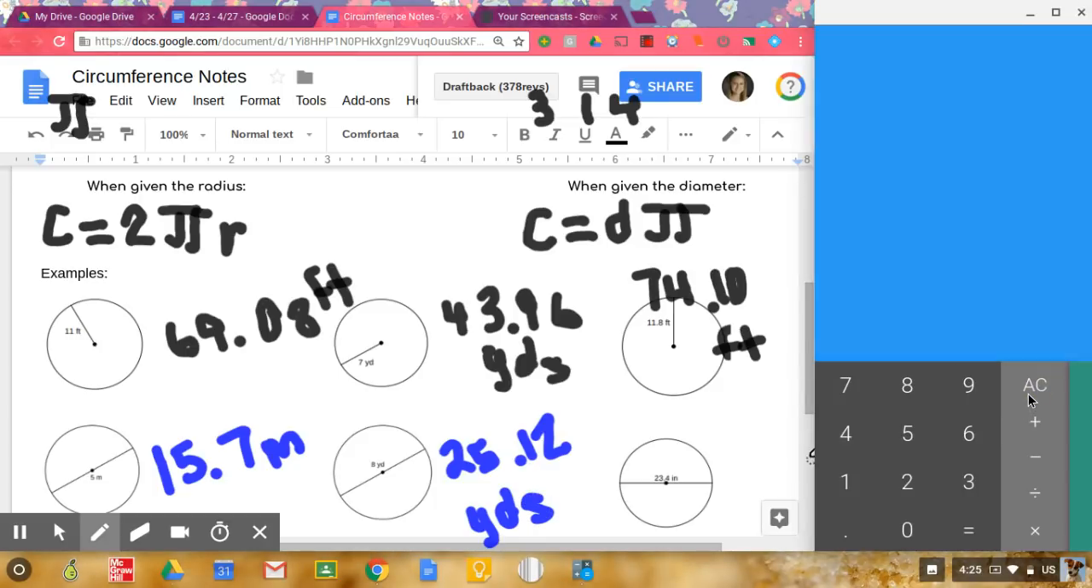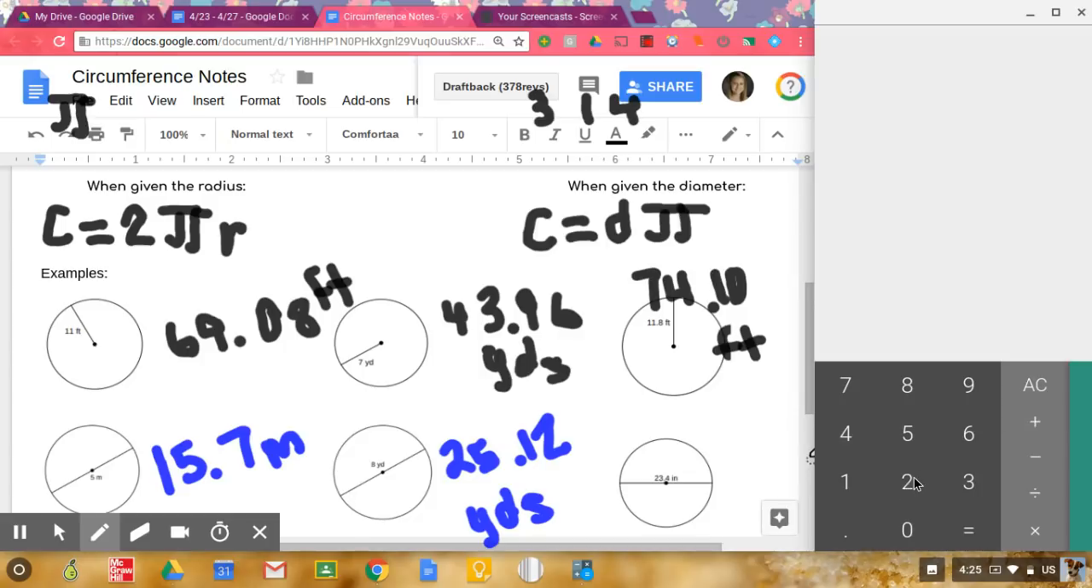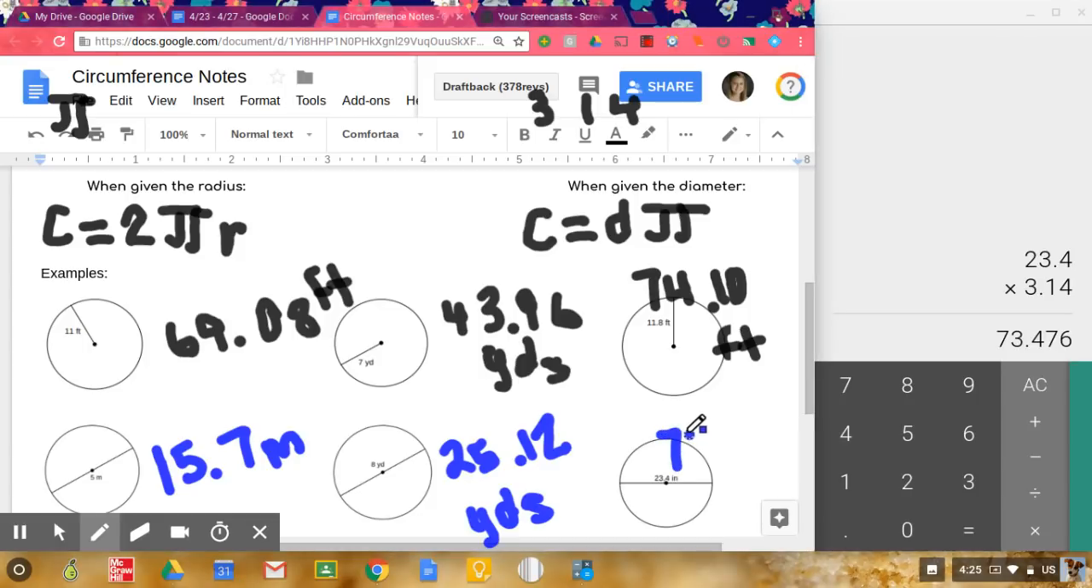Last one, it's got a decimal, so 23.4 inches is your diameter. 23.4 times pi equals... All right, let's round this to the nearest hundredth, which is where this 7 is, in the hundredths place. So it would be 73.48. This 6 would make the 7 round up. 73.48 inches.